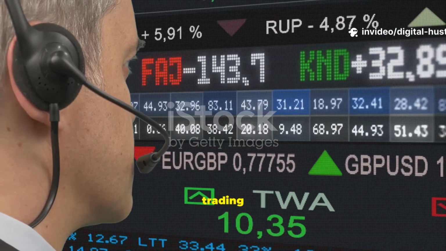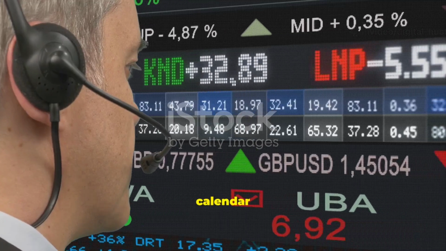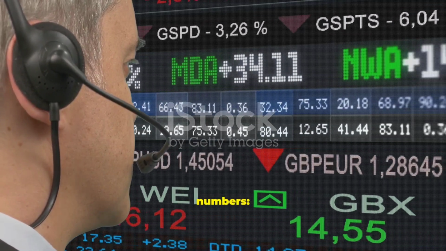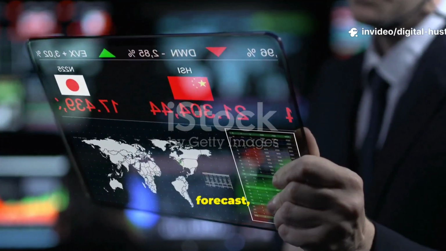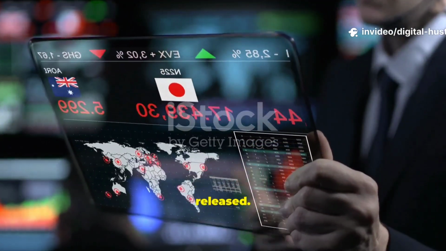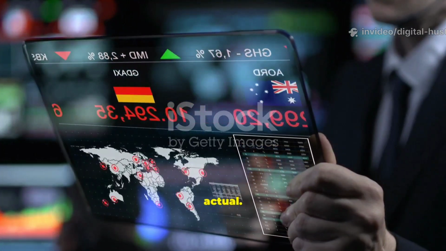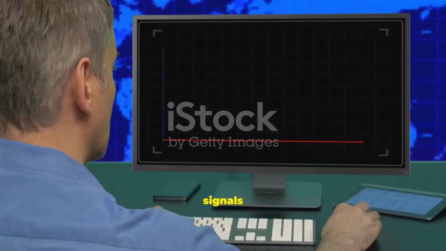Preparation is key when trading CPI. Consult your economic calendar and set an alert for 15 minutes beforehand. You need to know 3 numbers: the previous print, the consensus forecast, and the actual number when it's released. The market reacts to the deviation between the forecast and the actual. A big beat or miss signals volatility.